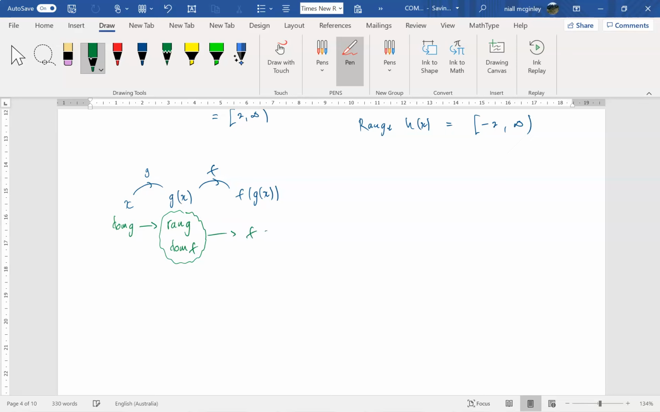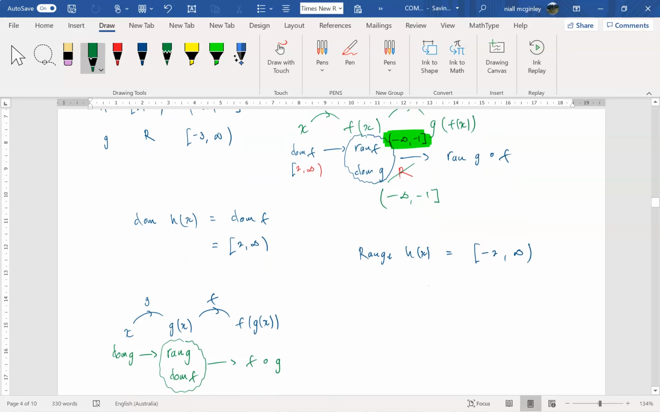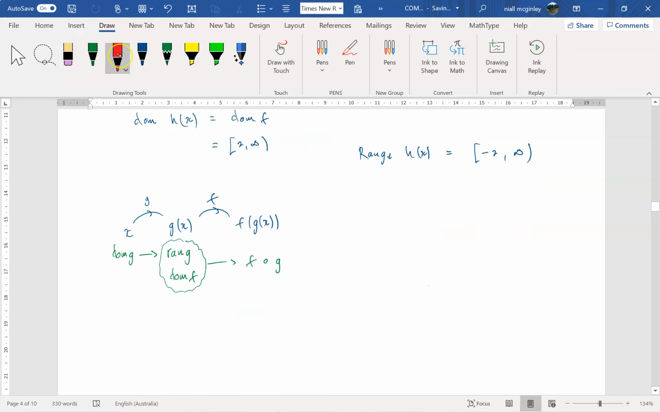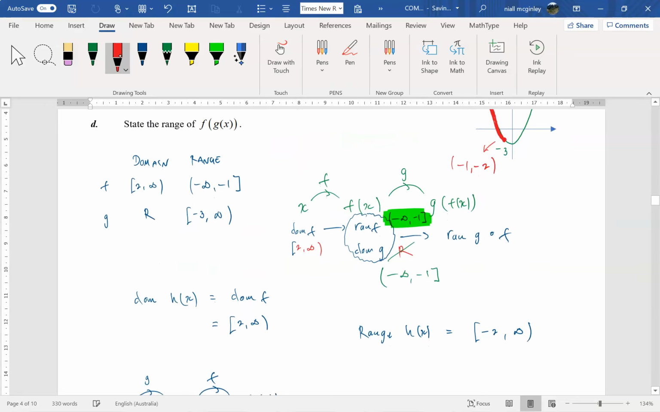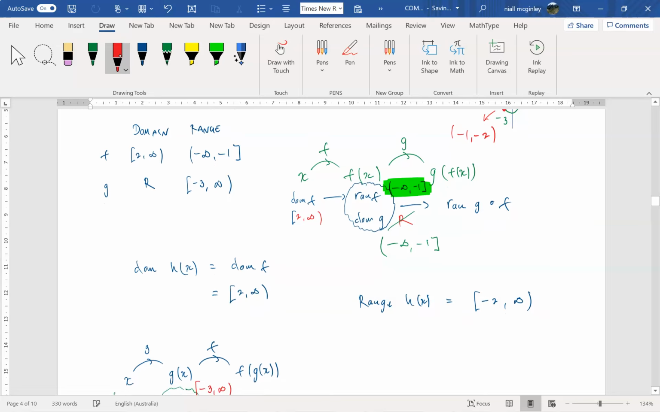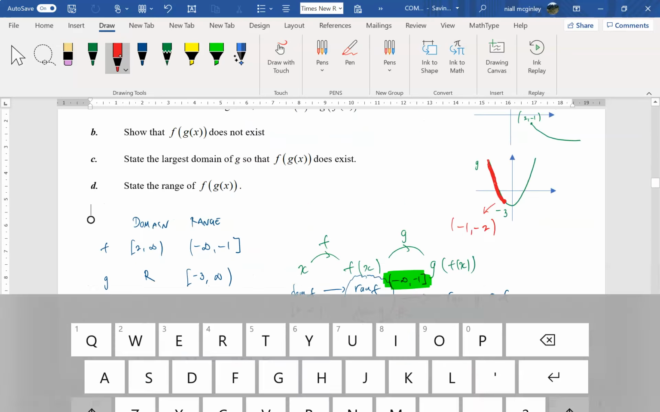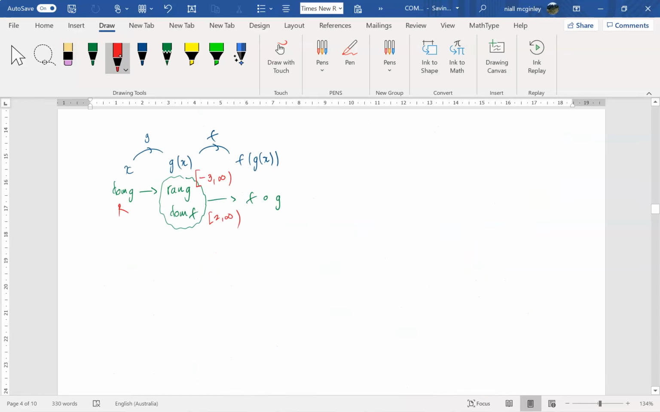Now, we know from the question that it's not going to exist, so let's prove that. You see here we've got the range of g. The range of g was -3 to infinity. The domain of f was 2 to infinity, and the domain of g was R. So if we look at this, we can prove that it does not exist.